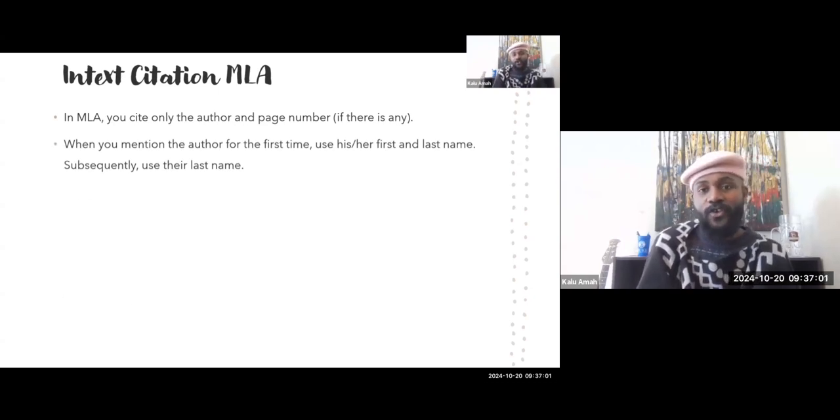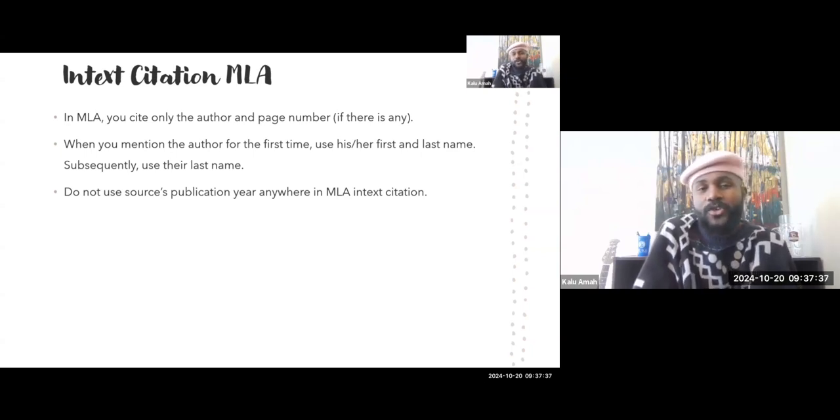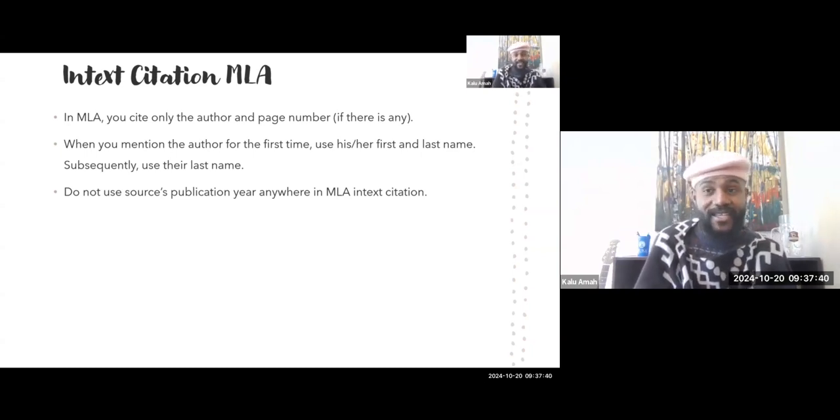So when you mention the author for the first time in MLA, use his or her first and last name. But if you're mentioning that same author subsequently in the paper, only use their last name. Yeah, that's the MLA. Definitely, this is my own citation style. So that's the 7th edition. I think it was also the same thing in the 6th edition. So this particular rule stands. It's been there in the MLA style. So do not use the source's publication year anywhere in an MLA in-text citation.